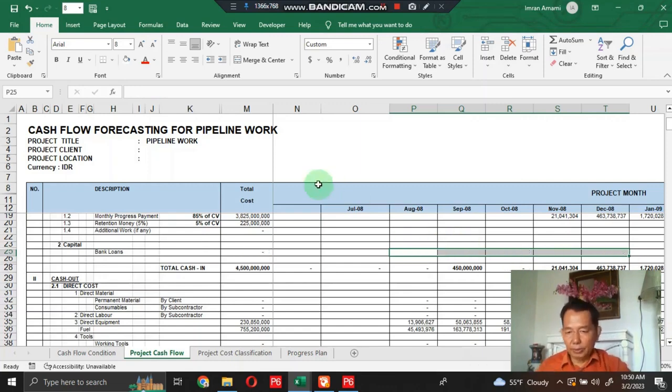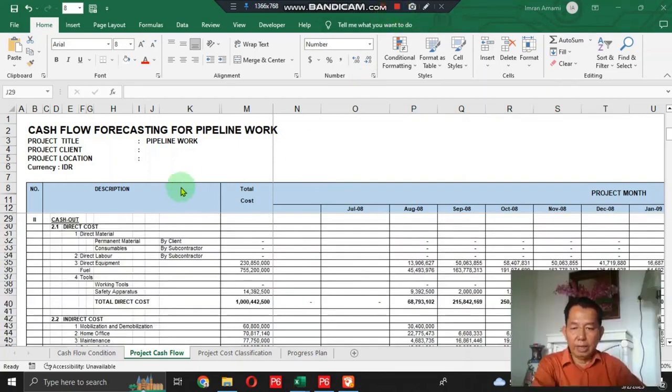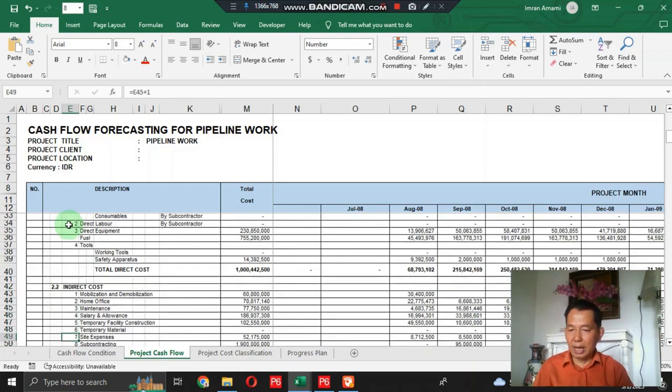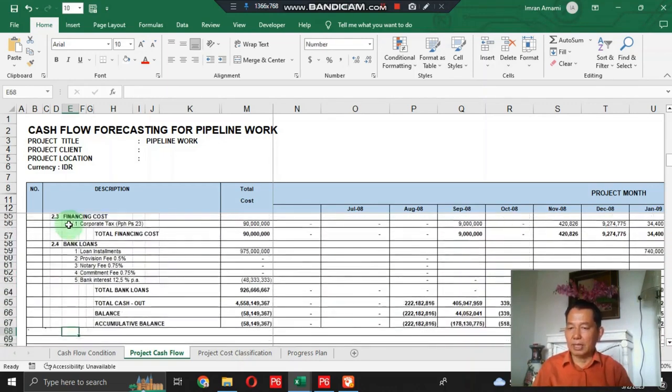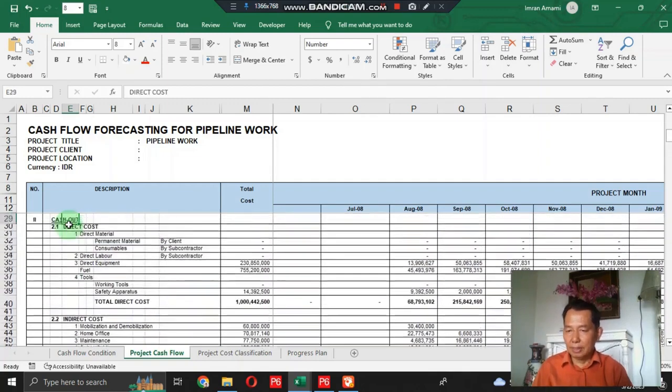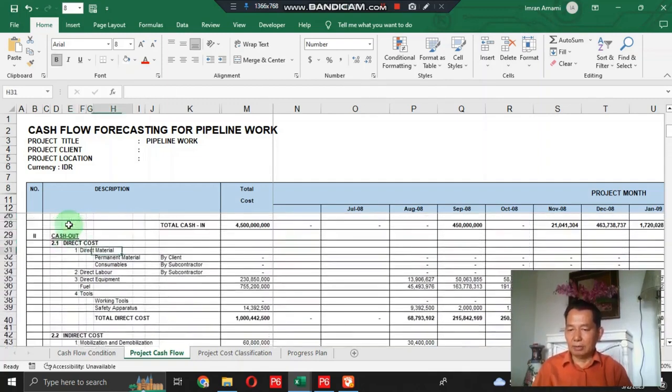Then we discuss how to run cash out in this project cash flow template. Now we discuss the project cash out section here. In this section, there is direct cost, indirect cost, financing cost, and bank loans. In the direct cost: direct material, permanent material by client, consumable by subcontractor, direct labor by subcontractor, direct equipment, fuel cost, tools including working tools, and safety apparatus.